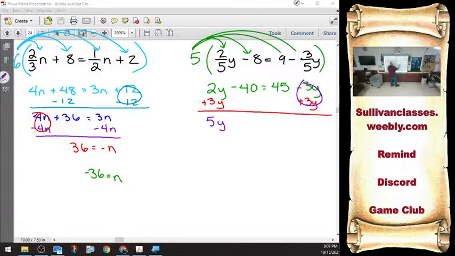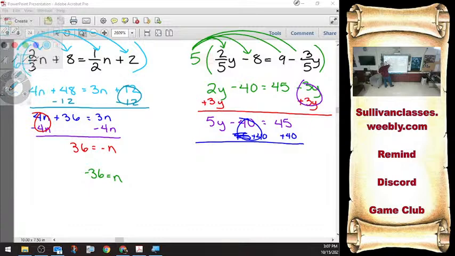Show that this is 5y minus 40. This part hasn't changed. And you ask, who's lonely? Right? 45 is lonely. Bring him a date. Or he's going to get too close to the dark web and Bitcoin. Okay. Finish it off. Divide by 5.